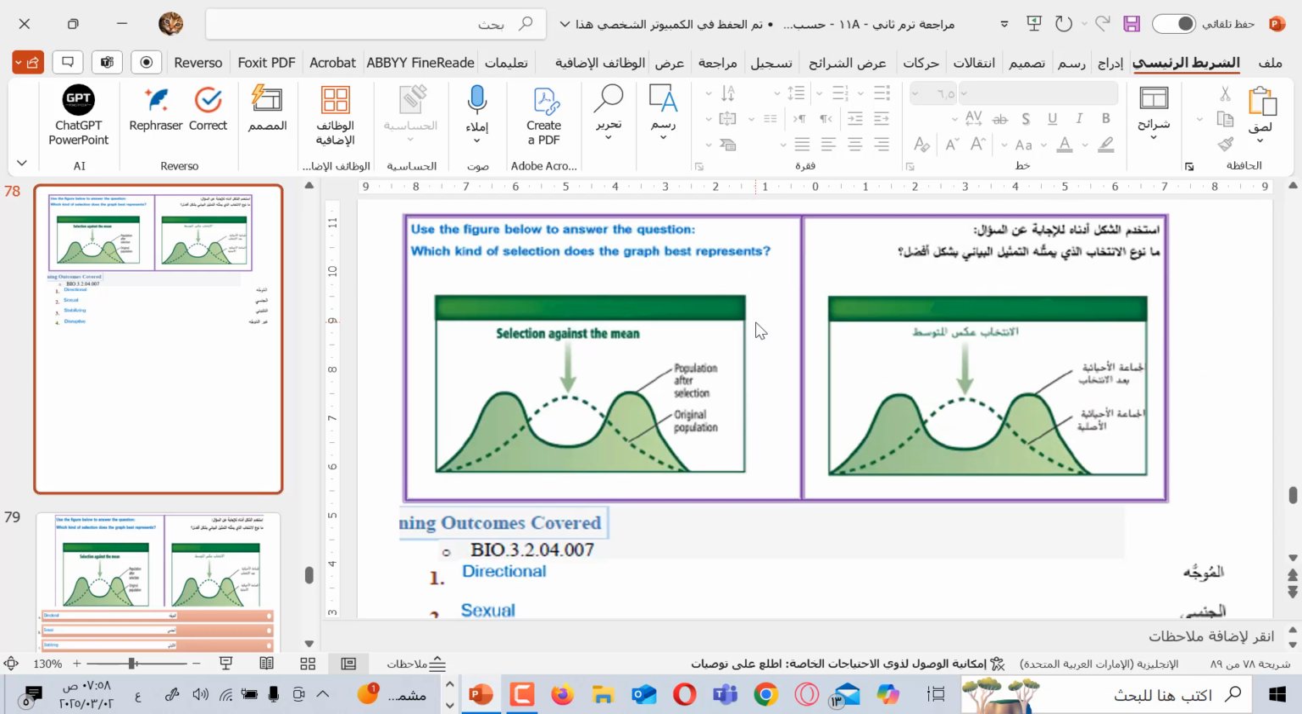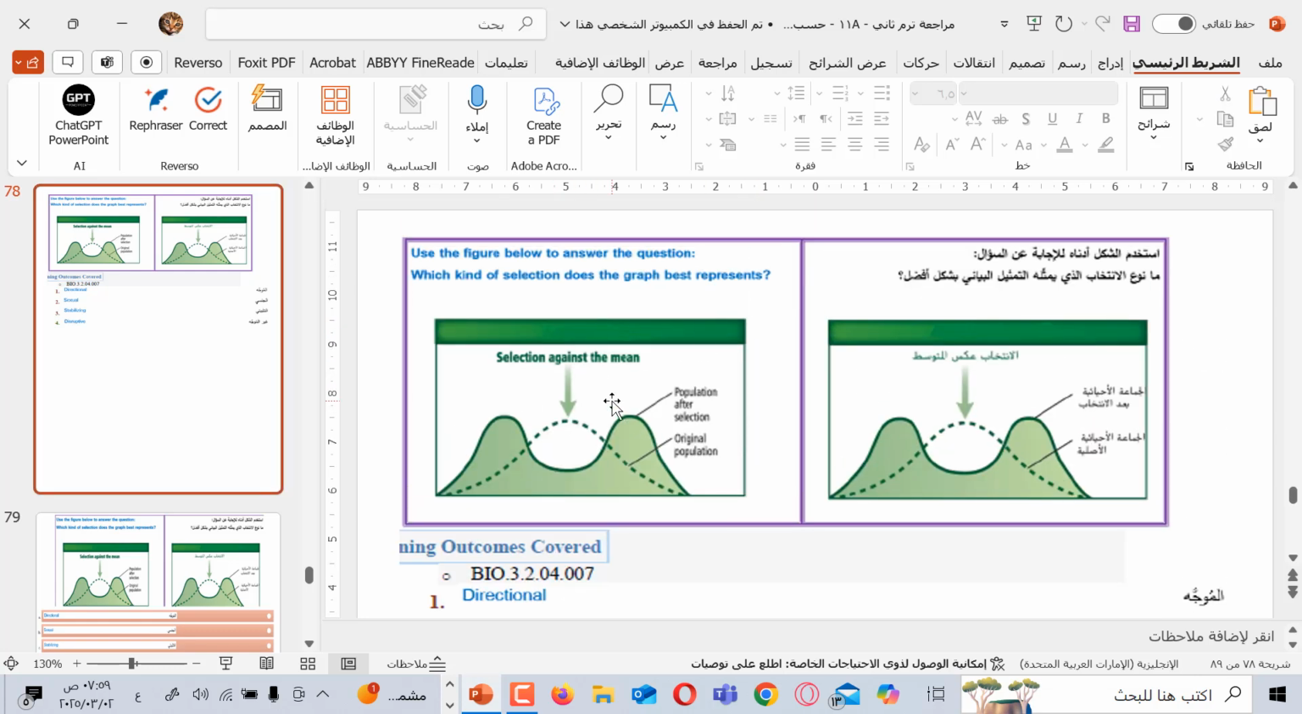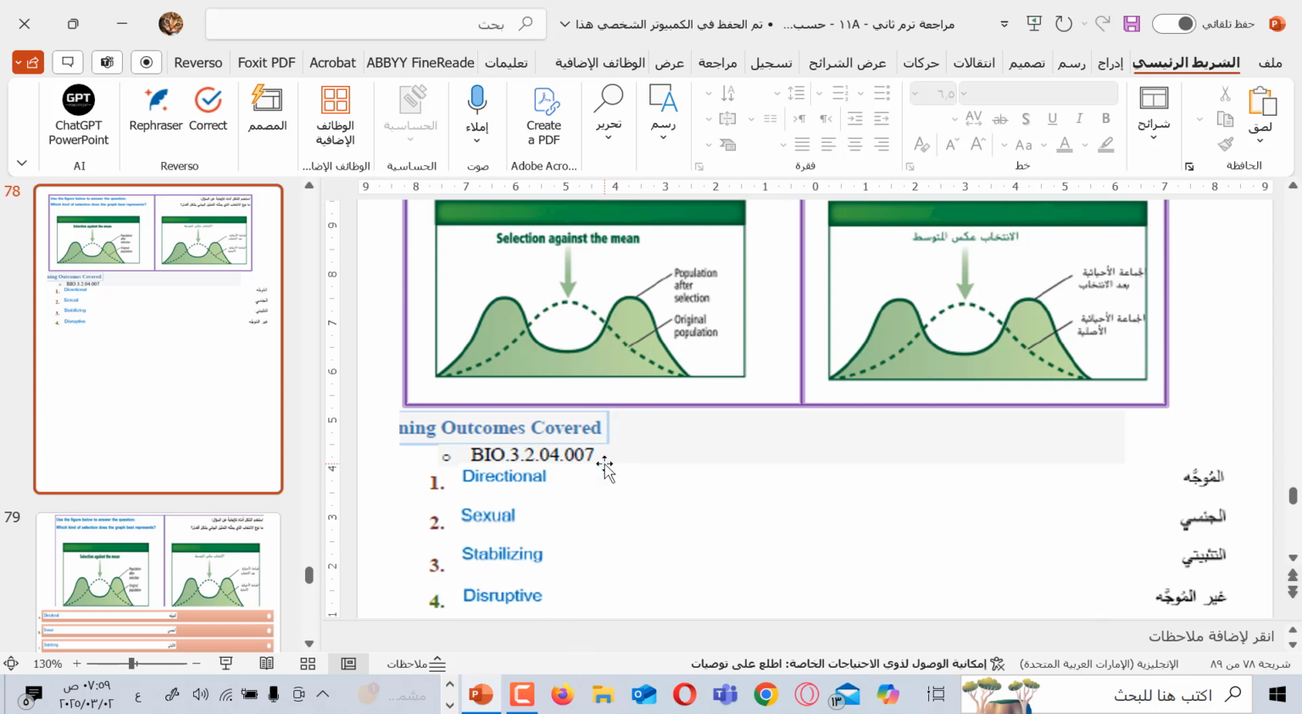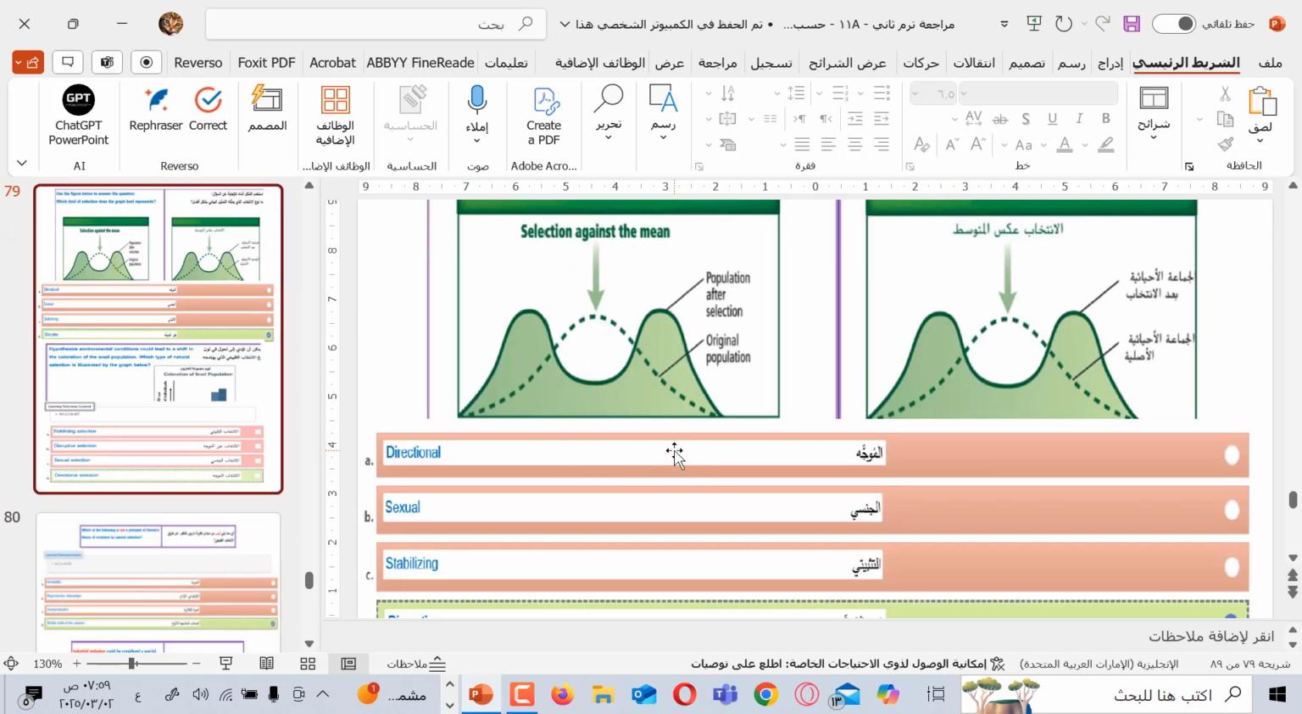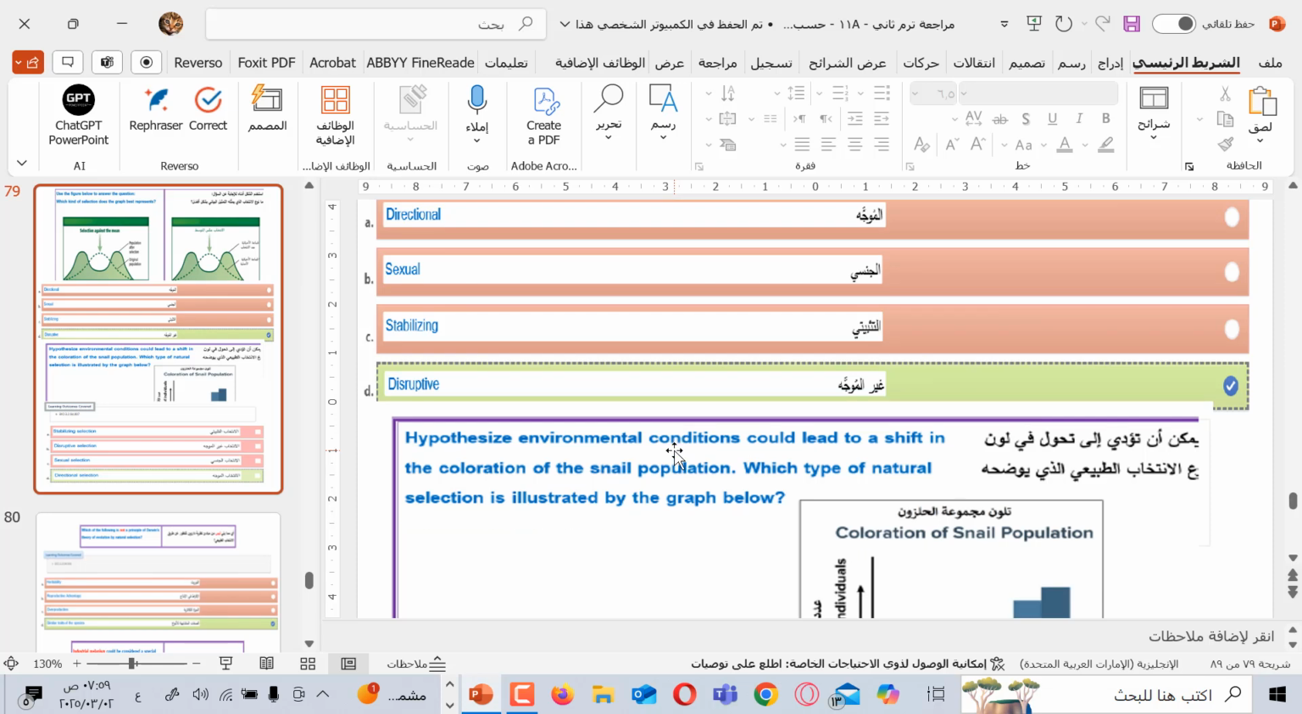If you see this picture, it is disruptive. Use the figure below to answer the question. Which kind of selection does the graph show best? Okay, it's disruptive, as we said. Disruptive selection, because it has two peaks.